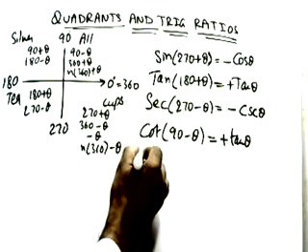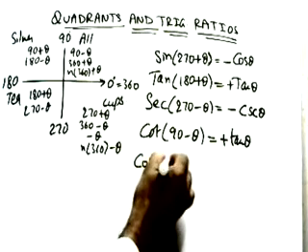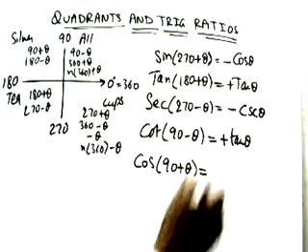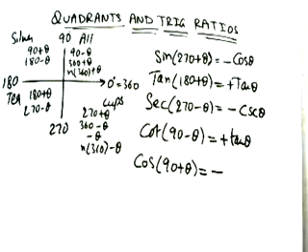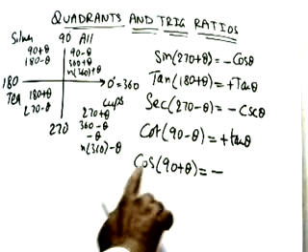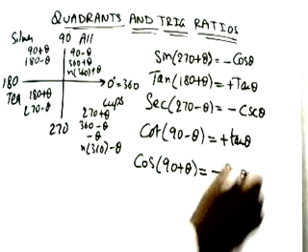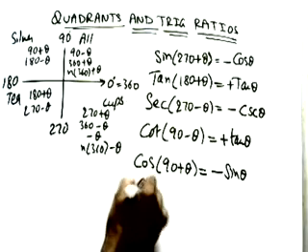Cot changes to tan theta. Suppose we are having cos of 90 plus theta. 90 plus theta is in the second quadrant. So in the second quadrant cos is minus. And for 90, cos changes to sine theta.